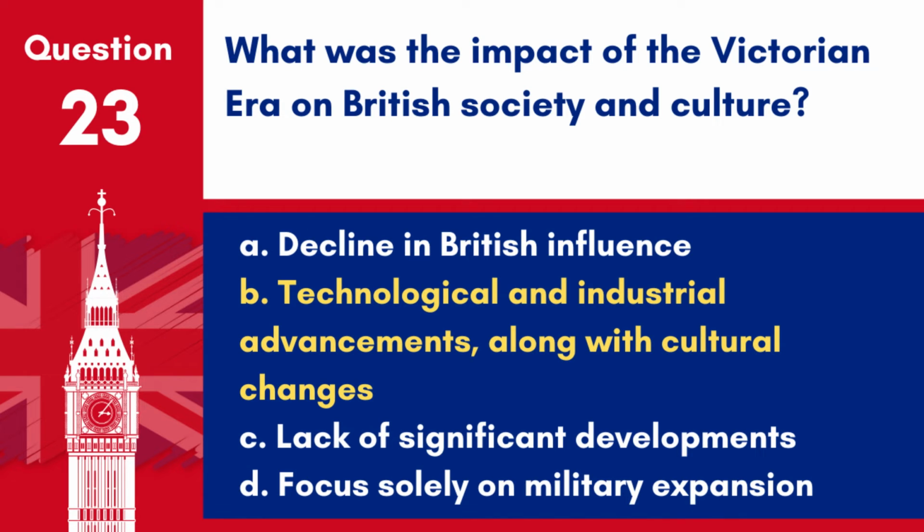Answer B. Technological and industrial advancements, along with cultural changes. The Victorian era saw significant technological and industrial advancements, as well as cultural changes, shaping modern British society and culture.